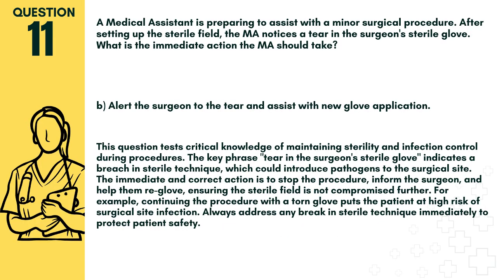Answer: B. Alert the surgeon to the tear and assist with new glove application. This question tests critical knowledge of maintaining sterility and infection control during procedures. The key phrase, tear in the surgeon's sterile glove, indicates a breach in sterile technique, which could introduce pathogens to the surgical site. The immediate and correct action is to stop the procedure, inform the surgeon, and help them reglove, ensuring the sterile field is not compromised further.